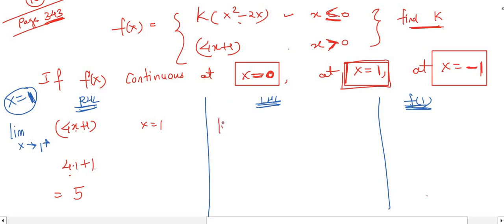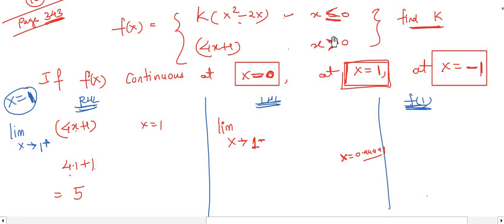Now LHL, limit x is tending to 1 minus. So 1 minus means it is very close to 1 but not 1. A little bit less than 1, meaning x is approximately maybe 0.999999. Very close to 1 but less than 1. So which one should I take, in this or this?